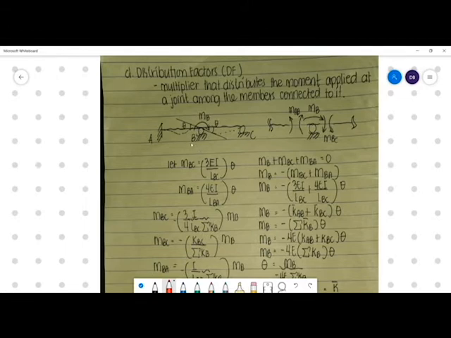Let's say here at support B, you have a moment at B. Some moment goes to span BC, and some moment goes to span AB, the span on the left and the span on the right. The question is, what percent of that moment goes to the right, and what percent goes to the left? We assume that MBC is equal to 3EI over LBC multiplied by theta, and MBA is equal to 4EI over LBA theta.